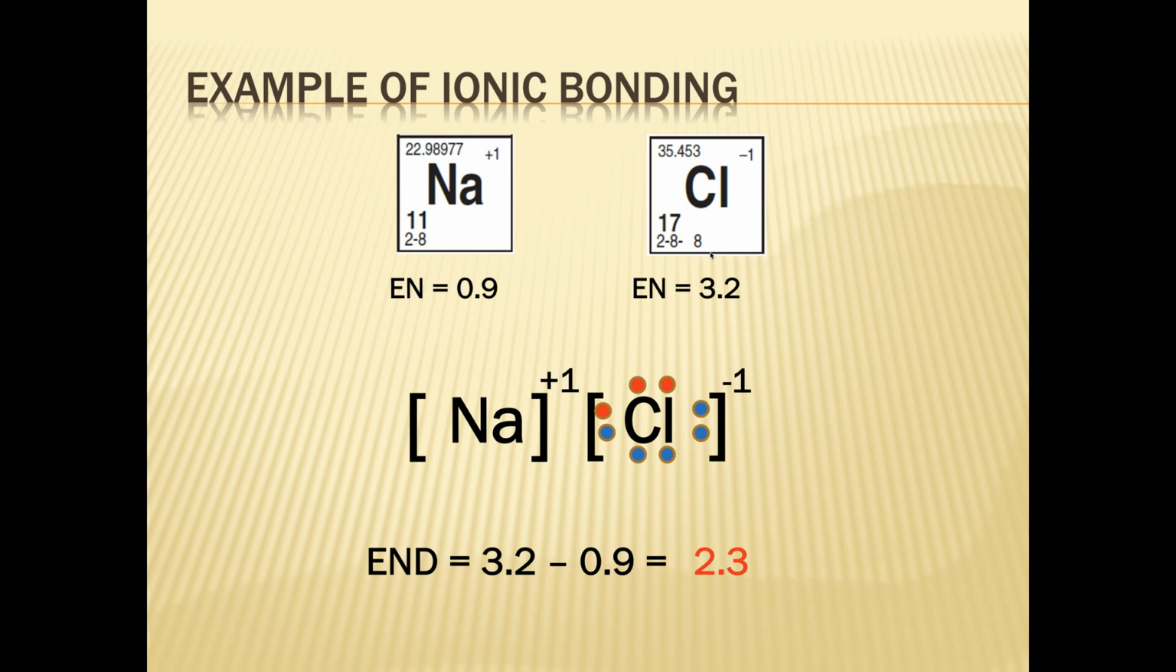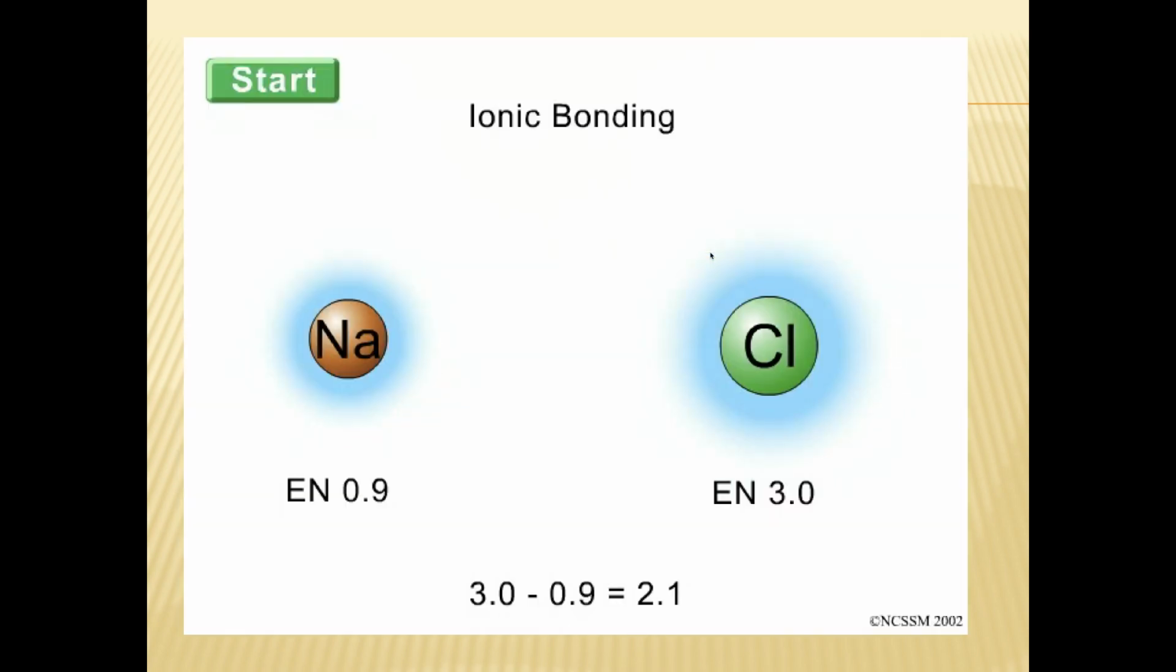And this is how we would draw the dot diagram for the ionic compound sodium chloride: the ions in their brackets, the metal with no dots, the nonmetal with 8 dots, and the ion charges on the upper right side outside the brackets. Let's do some more examples after a quick animation.